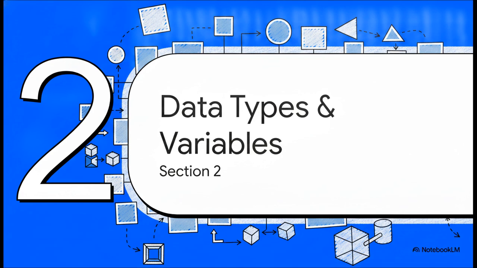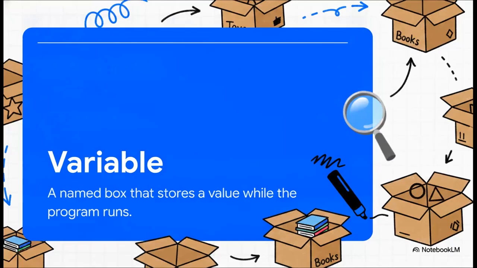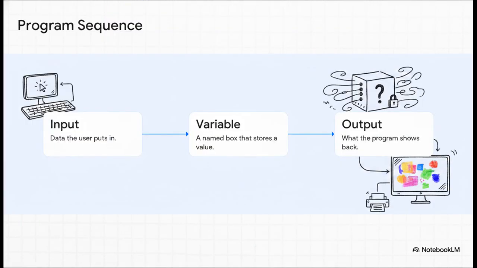All right, section 2. Meet the data types and variables. Let's build our foundation. Imagine you're moving to a new house, and you have this huge cardboard box. What do you do so you don't lose your favorite stuff? You write a name on the outside of the box with a marker, like toys or books, and then you put your things inside it. Well, that is exactly what a variable is in Python. It's basically just a named storage box inside the computer's memory. We give the box a name and we keep important values in it so our program can remember them while it's actually running.